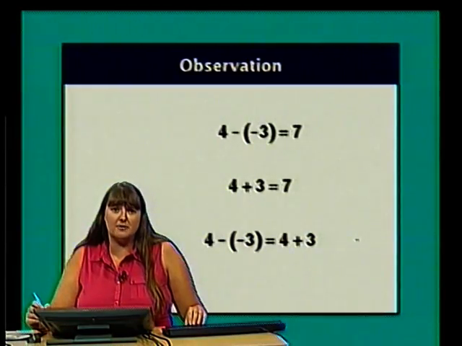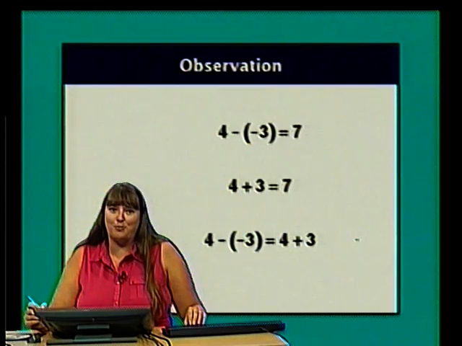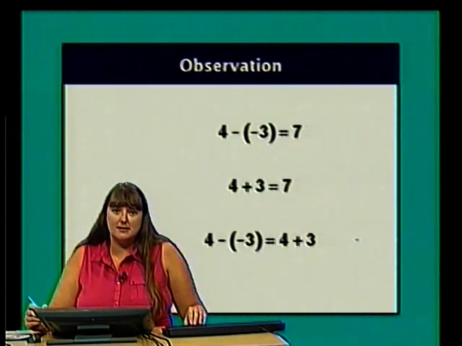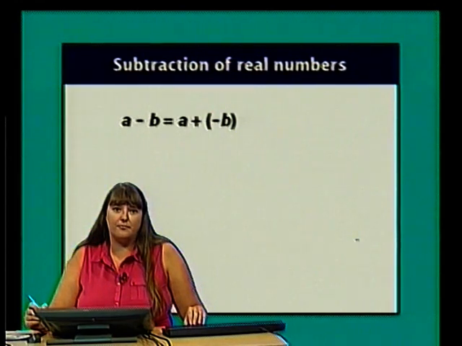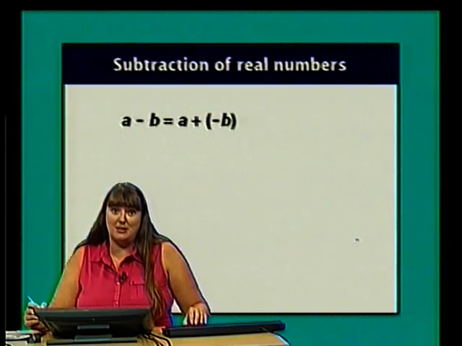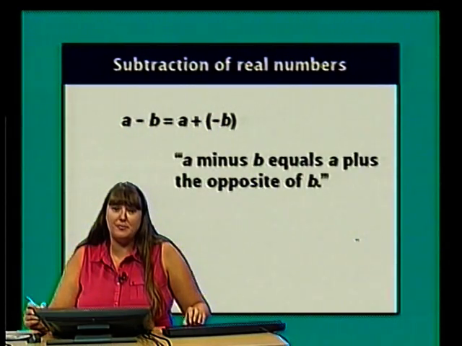Well, let's make an observation here. We just found that 4 minus negative 3 is equal to positive 7. Obviously, 4 plus positive 3 is also equal to positive 7. So 4 minus negative 3 is the same thing as 4 plus 3. If A is a real number and B is any real number, this time we're talking about B being positive or negative, A minus B equals A plus the opposite of B.